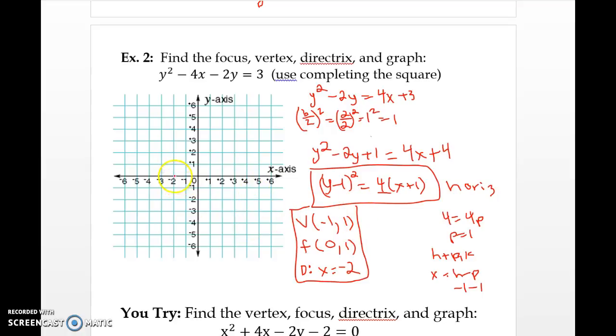X equals negative 2. It's going to go to the right because your p is positive. Your vertex is (negative 1, 1). And your focus is (0, 1). And this would be your focus. This is your vertex. And your graph is going to bend around your focus and away from your directrix.